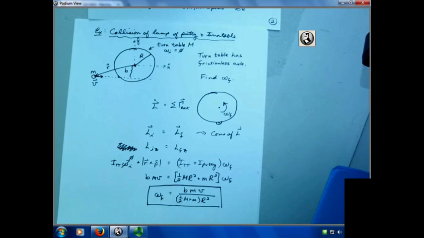So the only trick here was to figure out how you have to define the system such that you can use conservation of angular momentum. The putty exerts a force on the turntable and vice versa. So I need to make the system include both of those, so those internal forces will not be needed. All right.